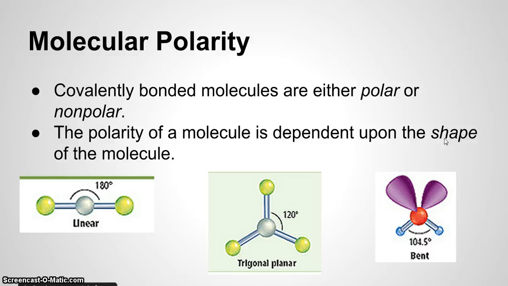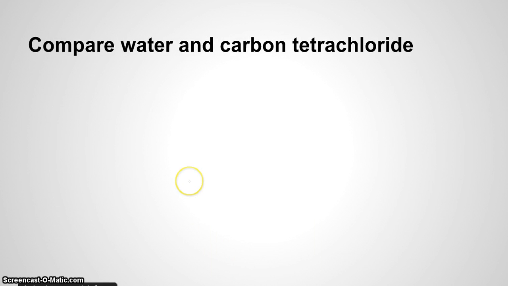Okay, now we've looked at individual bonds and how they are nonpolar, polar, or ionic, depending on the difference in electronegativity. Now we want to look at an entire molecule. If we have an entire molecule with covalent bonds in it, those molecules are either polar molecules or nonpolar molecules, and the polarity is dependent upon the shape. It's dependent upon the geometry, whether it's linear, trigonal planar, bent, whatever it happens to be. That's going to tell us whether or not a molecule is polar or nonpolar. So we're going to look at two examples. We're going to look at water and carbon tetrachloride.